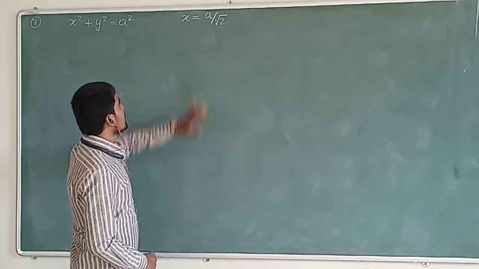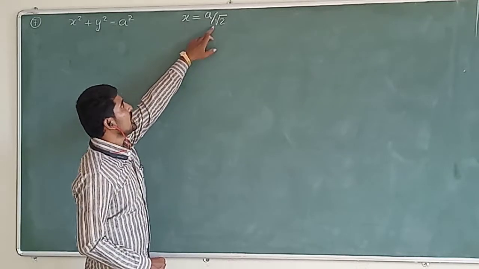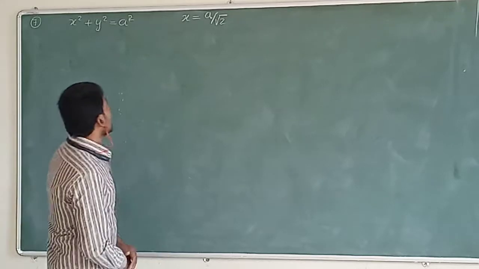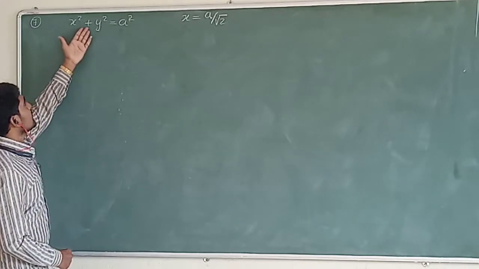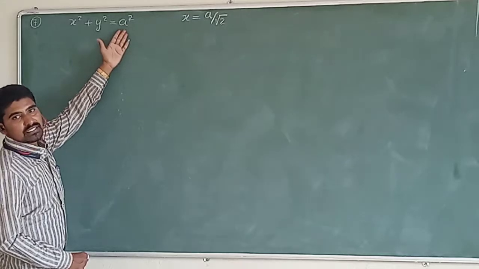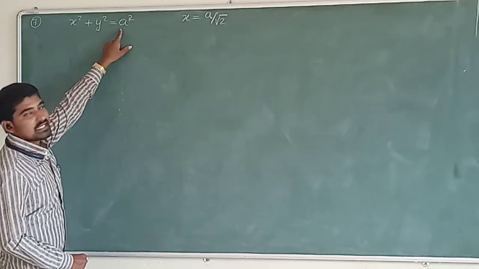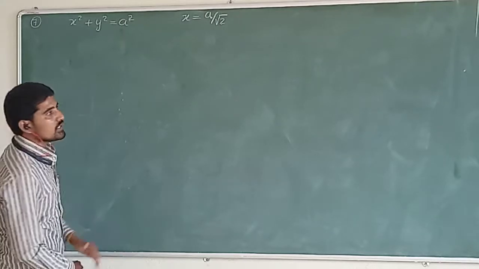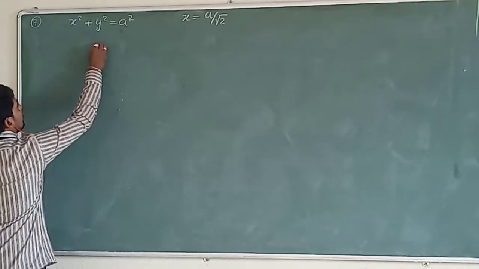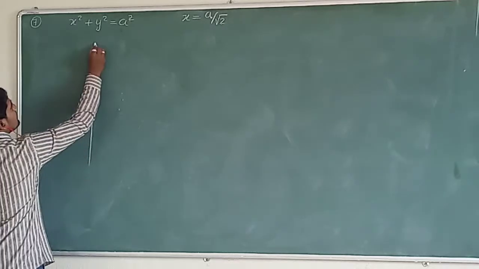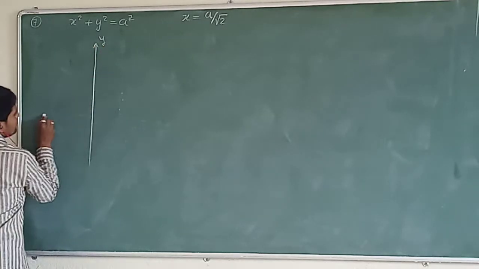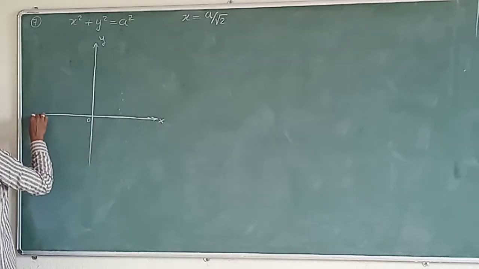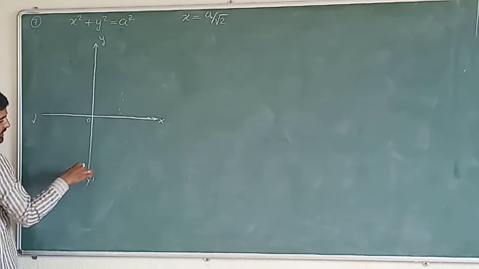As you know, x = a/√2 is a line parallel to the y-axis, and x² + y² = a² is a circle whose radius is a units and center is at the origin. So let's draw the rough figure. This is your y-axis and this is your x-axis, origin, x' and y'.